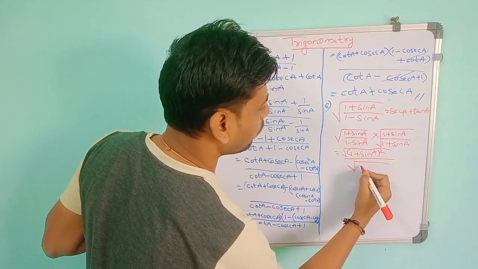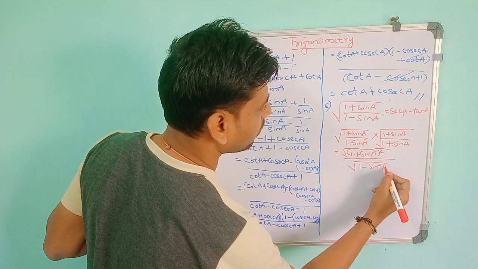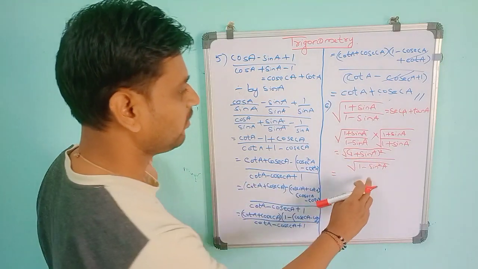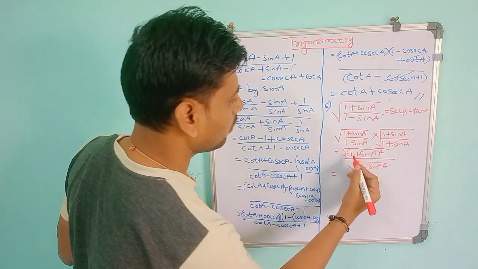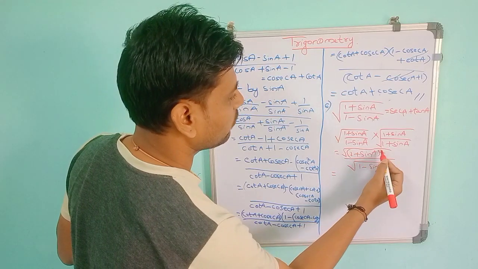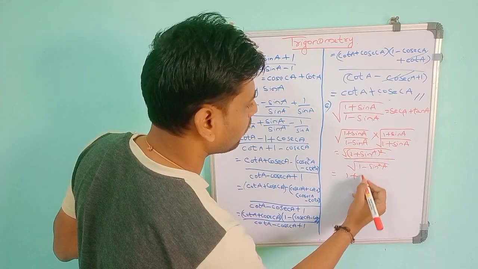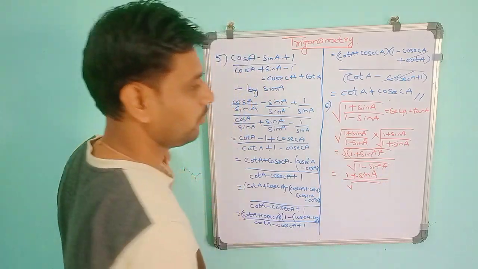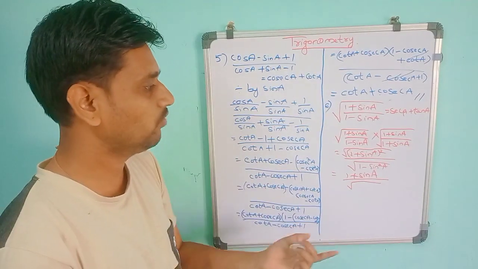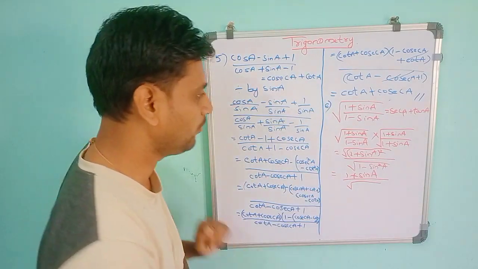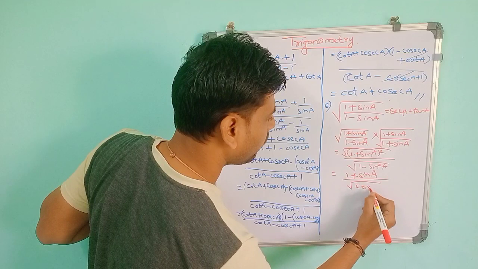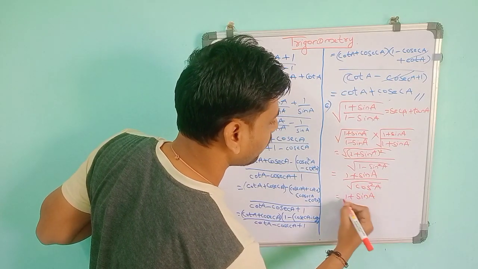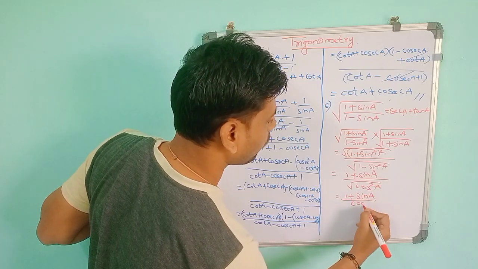It will be root of 1 minus sin square A. The numerator is in the form of 1 plus sin A whole square, and the denominator is 1 minus sin square A. So the square and square root will be cancelled. It will remain 1 plus sin A. Downside also root of 1 minus sin square A. You know the identity sin square A plus cos square A is equal to 1. So in terms of cos square A, 1 minus sin square A is equal to cos square A. So this will be 1 plus sin A divided by root, and the square gets cancelled. So remaining is cos A.